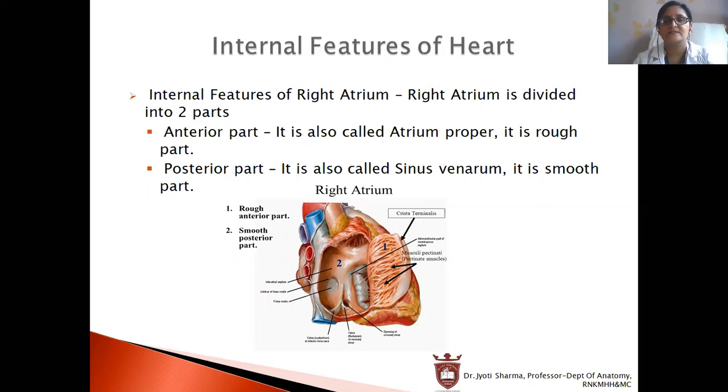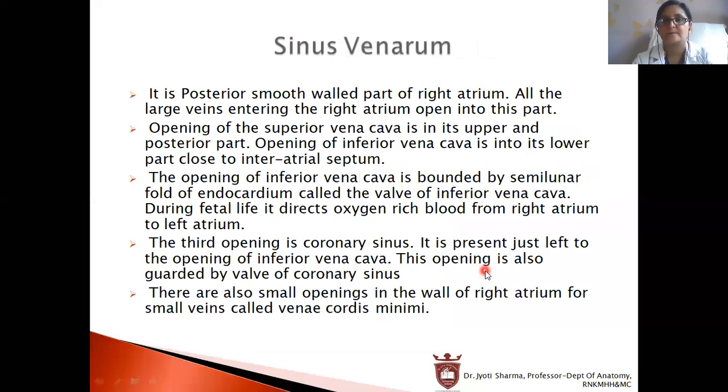The right atrium is divided into two parts, the anterior part, which is also called atrium proper, which is rough part, and the posterior part, it is also called sinus venarum, and it is smooth part. In the diagram we can see this is the smooth part and this is the rough part. The smooth part is sinus venarum and the rough part is atrium proper.